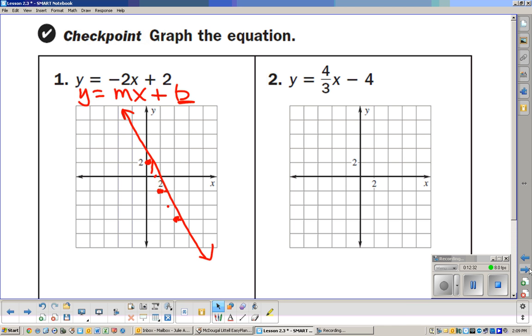Okay, this next one is also in slope-intercept form, y equals mx plus b. So my b is -4. So I go down, again, I'm counting by 2s.